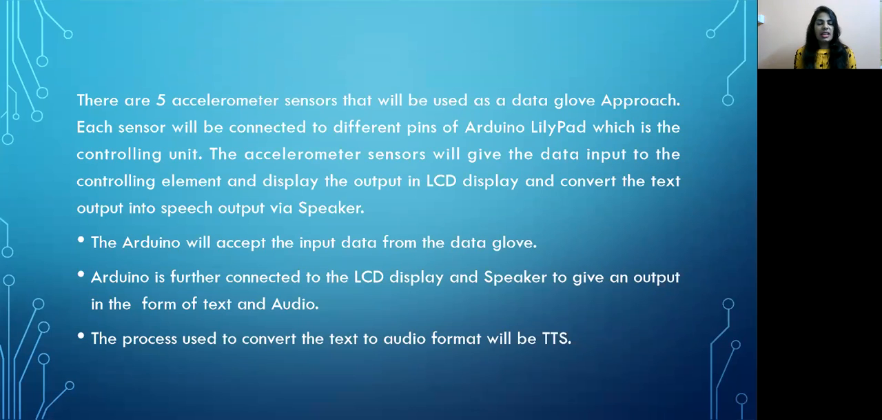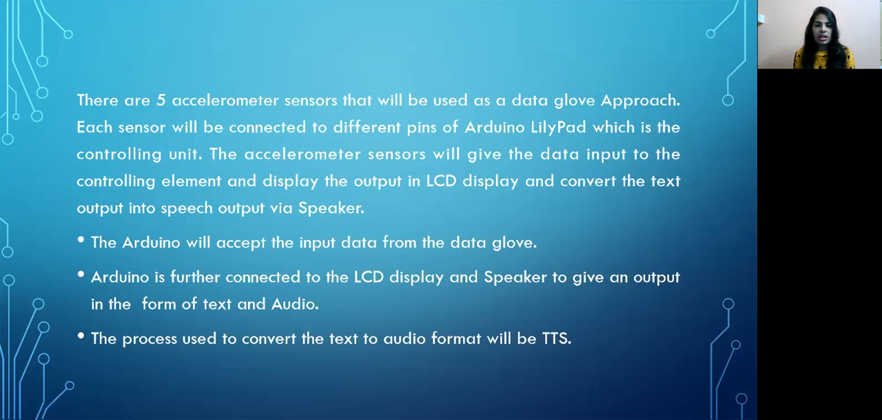Coming to each component, there are 5 accelerometer sensors that will be used in this approach on the data glove, wherein the 5 accelerometer sensors are attached on top of the hand glove worn by the disabled person. The sensor data is connected to the Arduino LilyPad, which is a textile-friendly Arduino board, and the sensor data received from these accelerometer sensors will be passed on to the microcontroller for further processing.